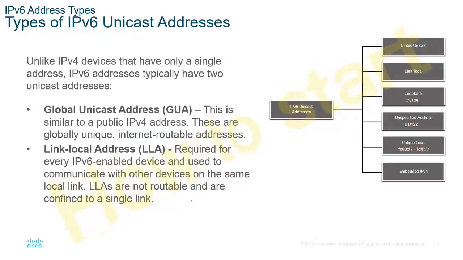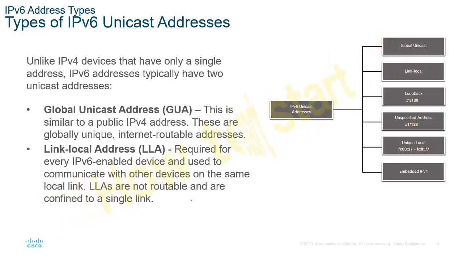So types of addresses. With an IPv6 unicast address, we have several special types of address. A global unicast address, GUA. We have a link local address, LLA. We have our traditional loopbacks, unspecified addresses, unique local addresses, and embedded IPv4 addresses.